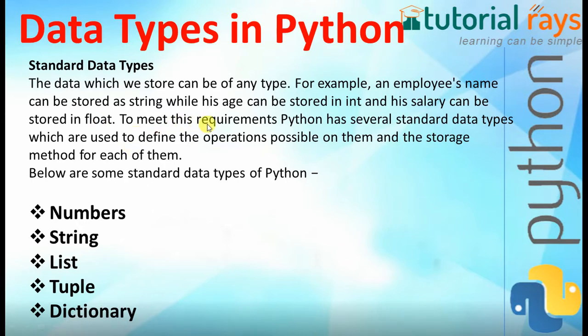To meet this requirement, Python has several standard data types which are used to define the operations possible on them and the storage method for each of them. Below are some of standard data types of Python. First one is numbers, string, list, tuple, and dictionary.